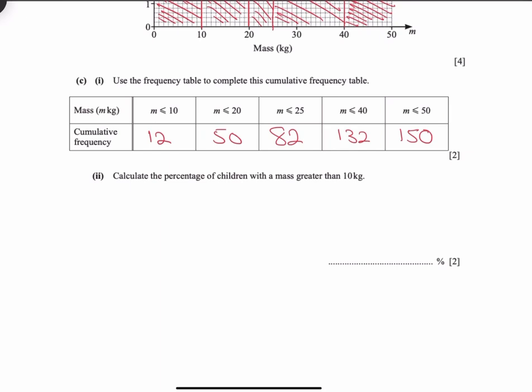Now calculate the percentage of children with a mass greater than 10. Greater than 10, if 12 is less than 10, greater than 10 is going to be 150 minus 12 first. So 150 minus 12 is 138. Then 138 over 150 times 100, and that is 92%.